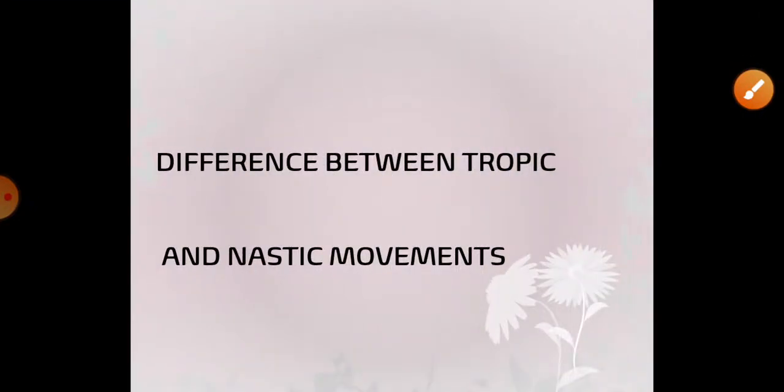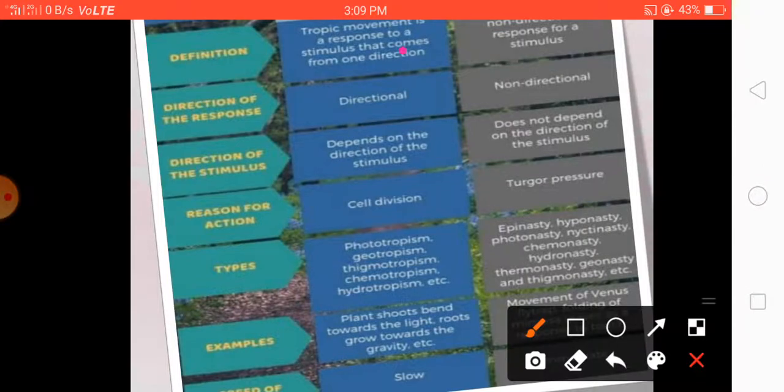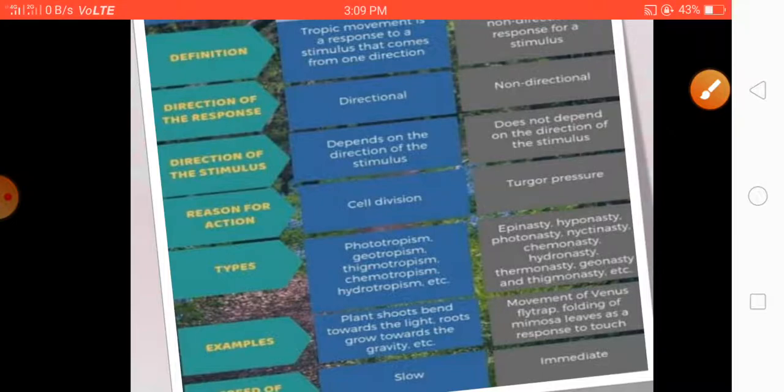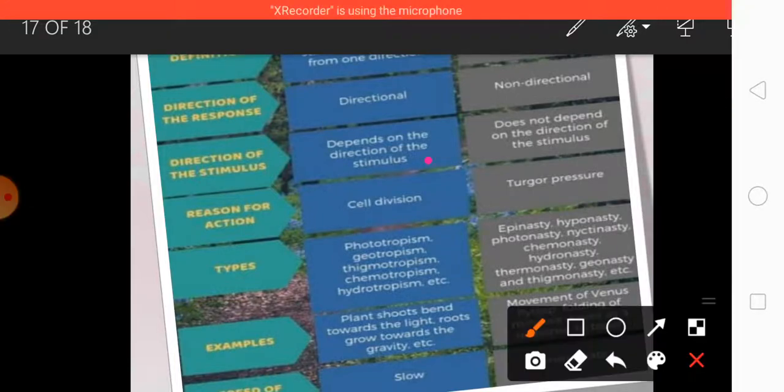And finally, the difference between tropic and nastic movement, which we have seen as the two types of movement, and we are going to discuss the difference between them. First, what is its definition? Both are slightly similar. The tropic movement is in response to a stimulus from one direction, and here you can see the nastic is non-directional, and it does not depend on the direction of the stimulus.